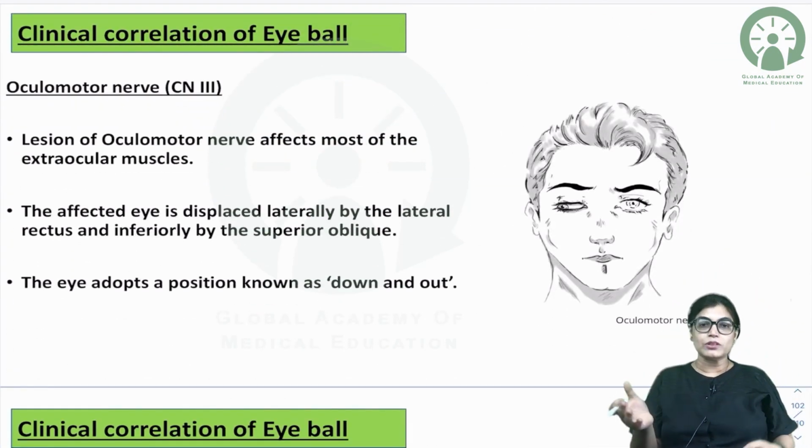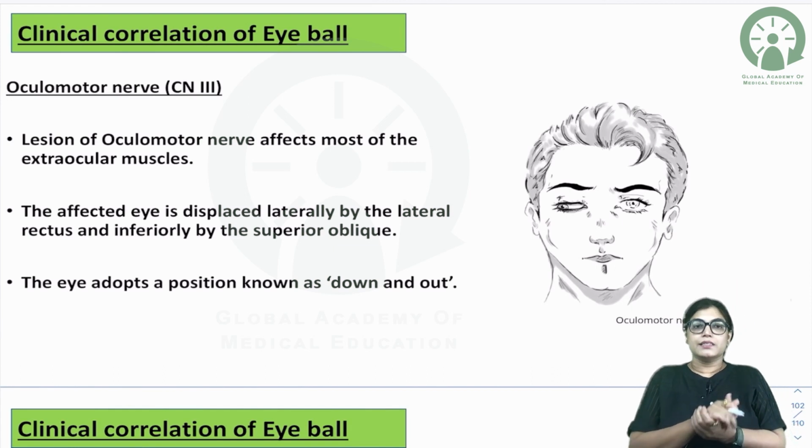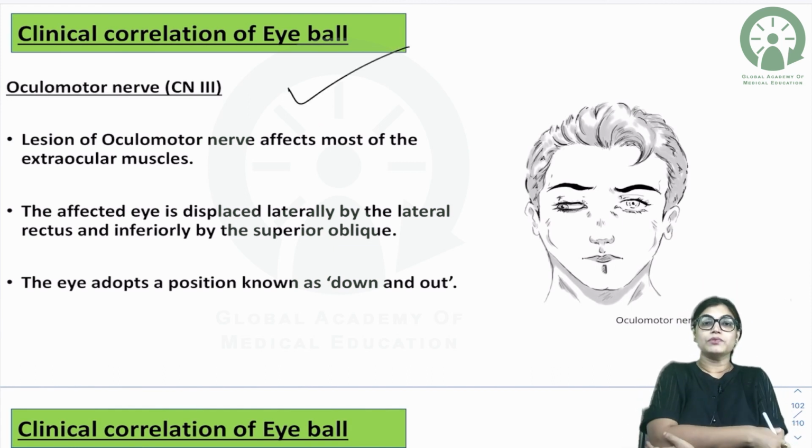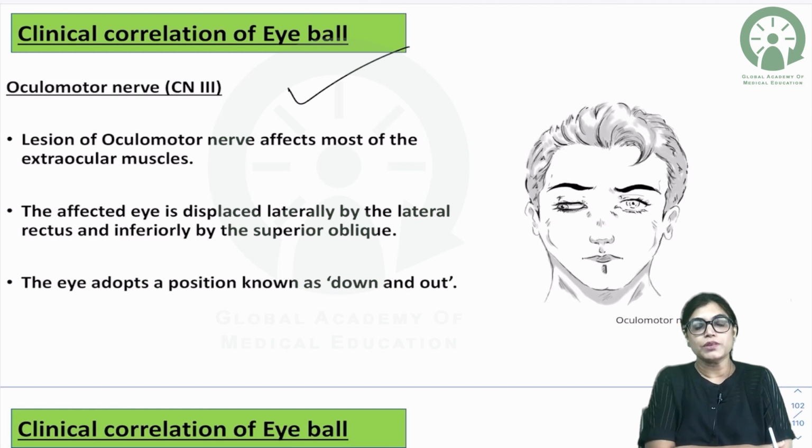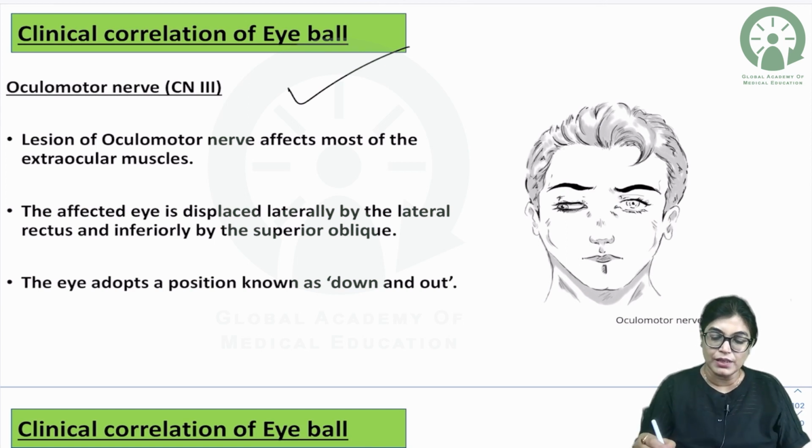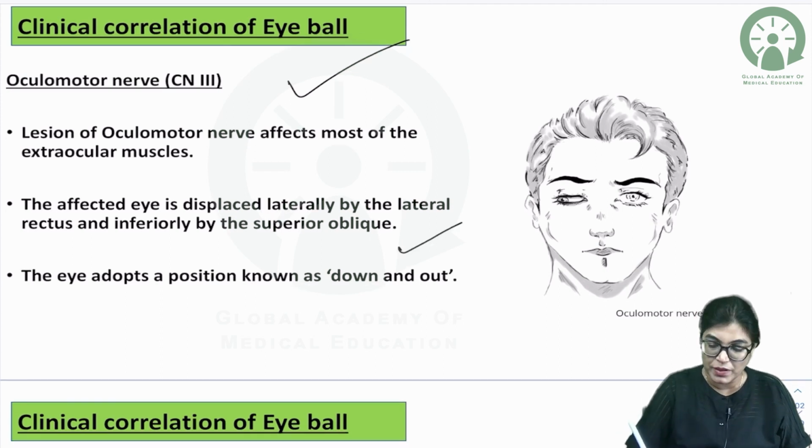Now, let's talk about the clinical anatomy. When I am talking about the clinical anatomy, it's important to know what happens when there is an injury of the third cranial nerve. When there is an injury of the third cranial nerve, all the extraocular muscles of the eye are paralyzed except lateral rectus and superior oblique because they are supplied by the abducens and fourth cranial nerves. Now, the affected eye will be displaced laterally by lateral rectus and inferiorly by superior oblique. That means the action of superior oblique and lateral rectus will make the eye position looking down and out.